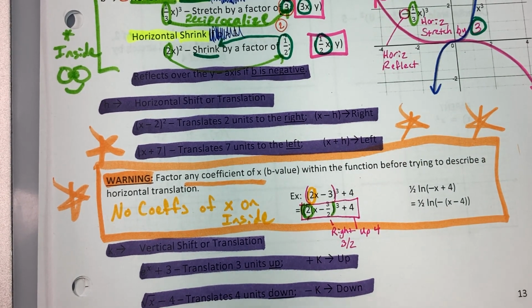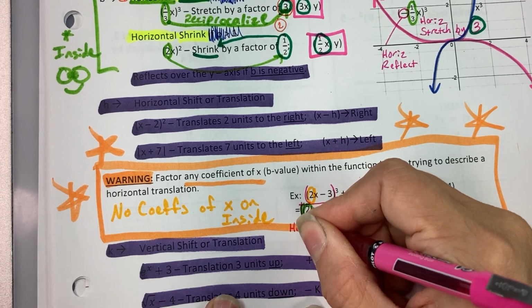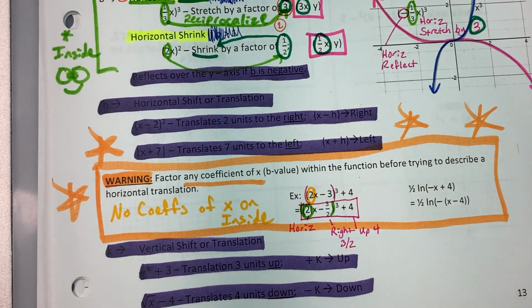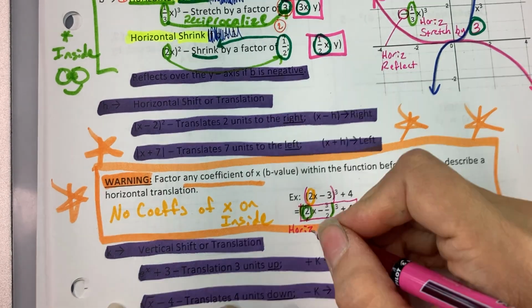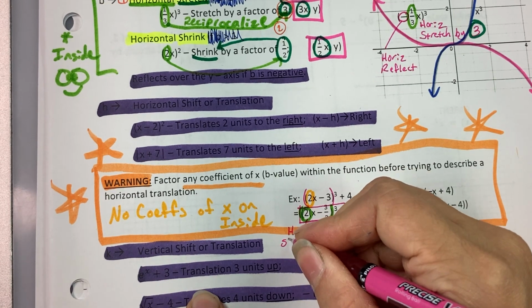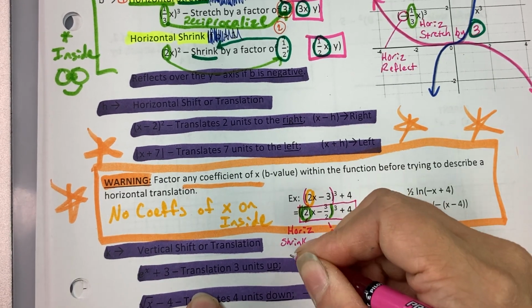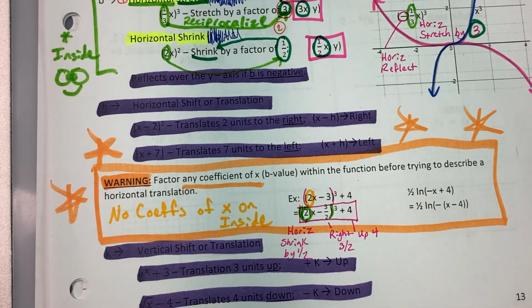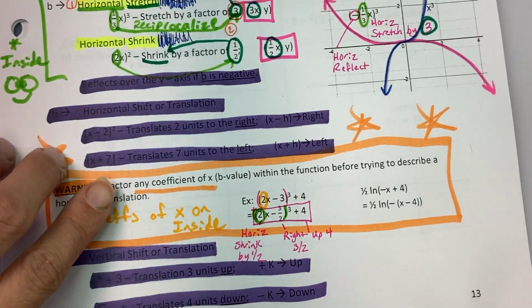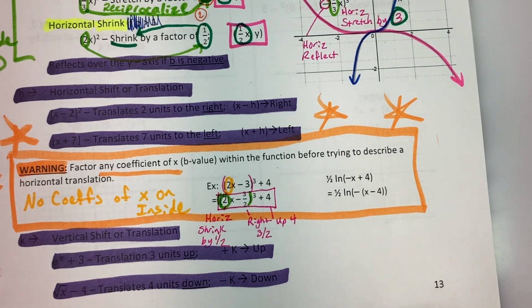So that means this is going to be horizontal. It's being multiplied, so it's either stretch or shrink. We cross our eyes and reciprocalize that number to be 1/2. 1/2 is a shrink number, so a horizontal shrink by 1/2. Yikes. All right, folks, moving on to our next example.